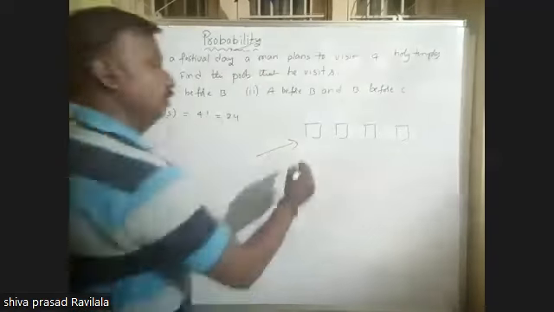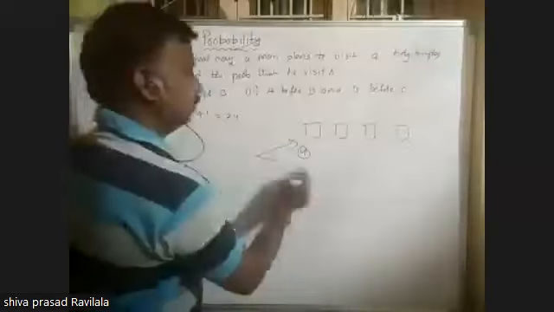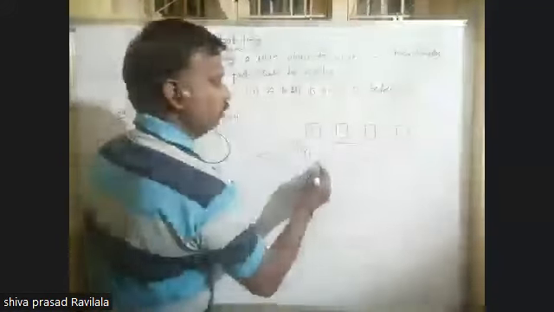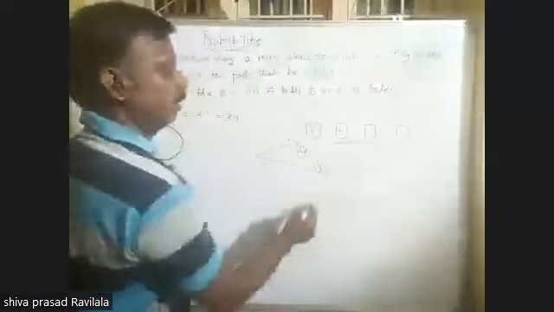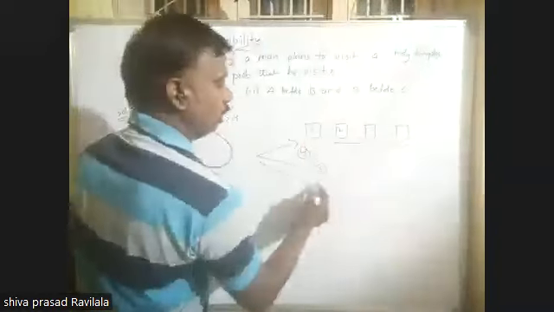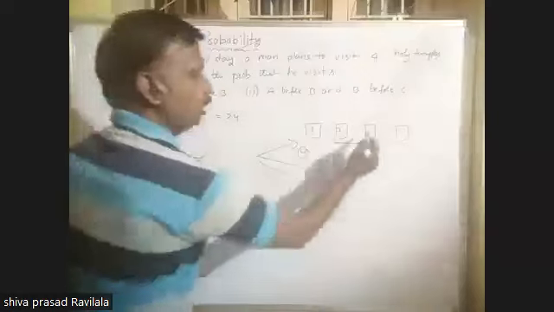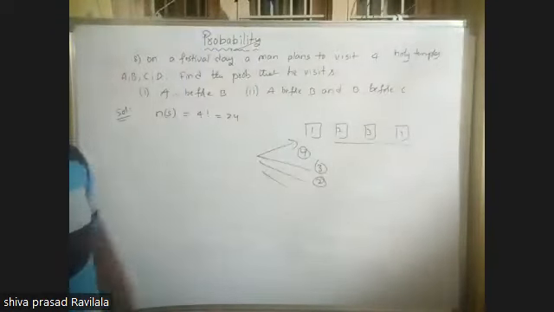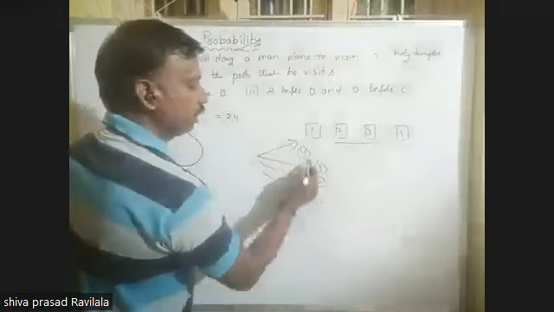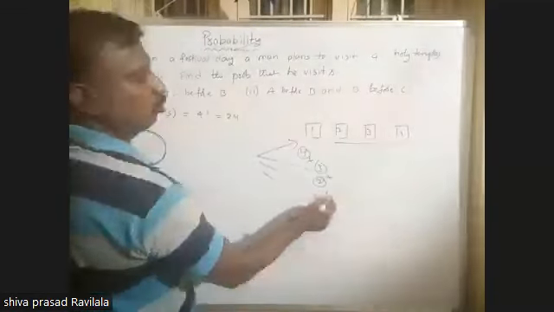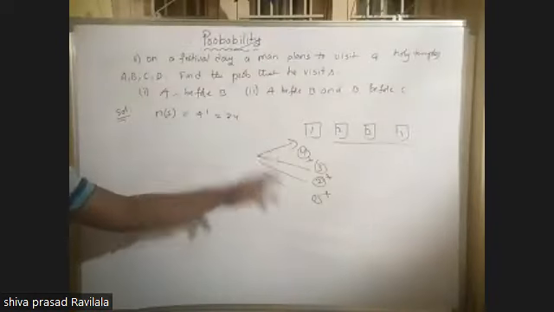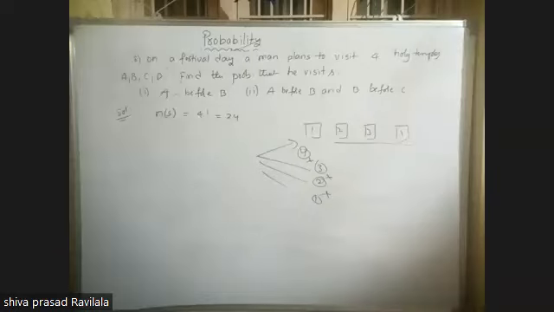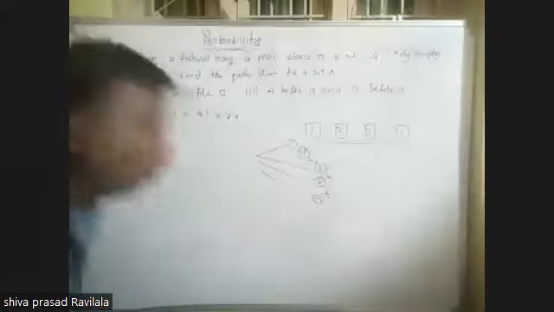The next person, for example, I sit here. How many options does the next person have? 3 options. The third person has only 2 options. And finally, the last person has only 1 option. That is 4 into 3 into 2 into 1. First one has 4 options, second has 3, third has 2, and last has 1. That is 4 factorial, which is equal to 24. The number of ways of visiting these 4 temples is 4 factorial.